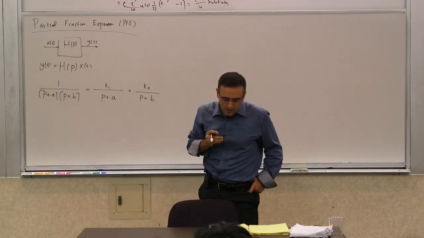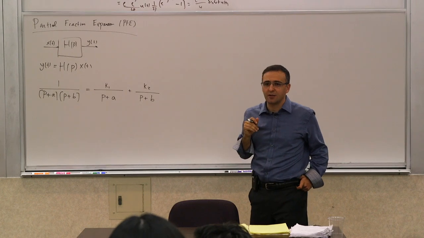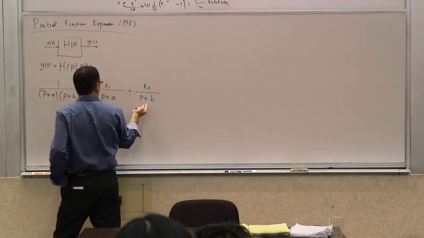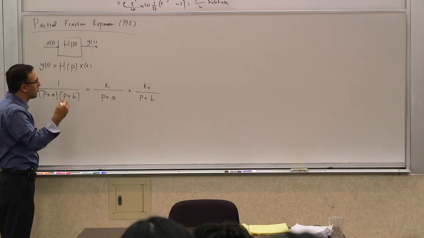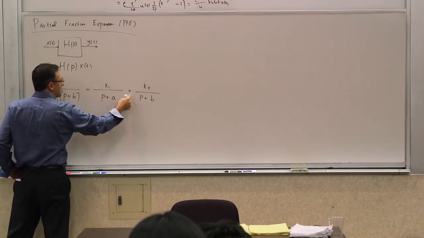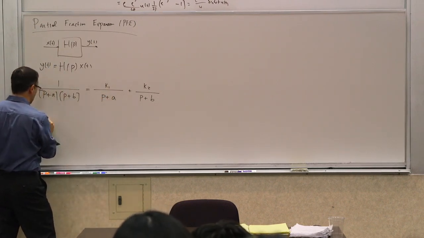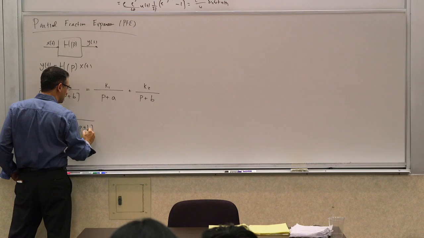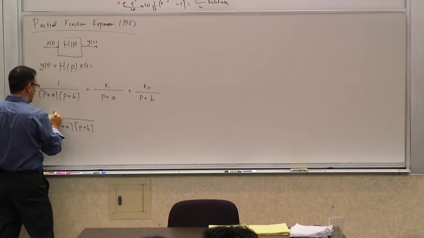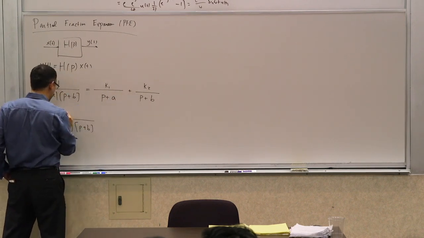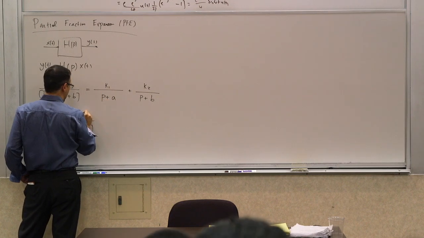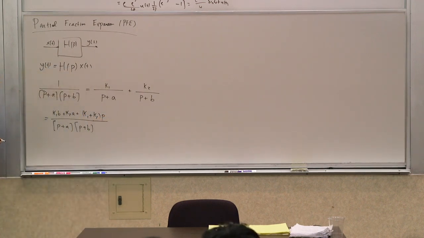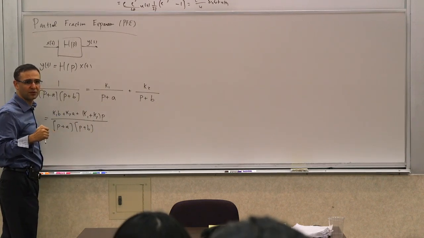Right? Now, we can solve for k1 and k2. There are different ways to do this. There's a rudimentary way of doing it, which is basically by multiplying it out and solving this equation. We can do that once, just to see how it's done. So if you find the common denominator, it's essentially p plus a times p plus b, and the numerator is k1 b, plus k2 a, plus k1 plus k2 times p. That's basically the sum of these two fractions.